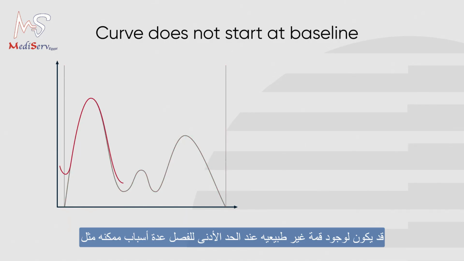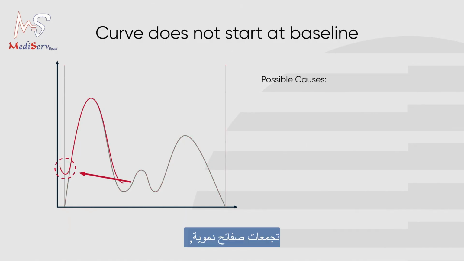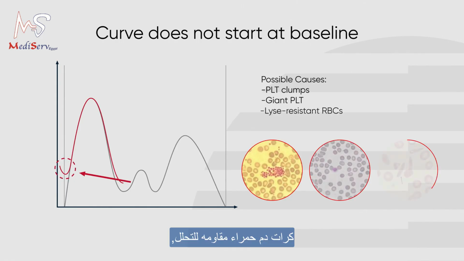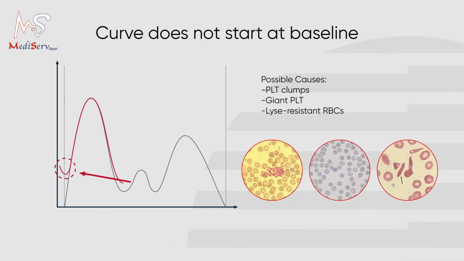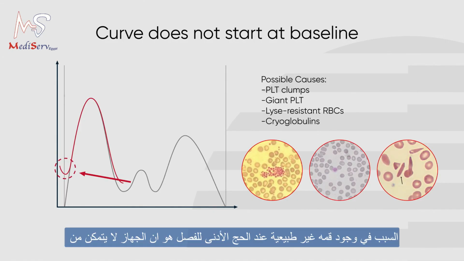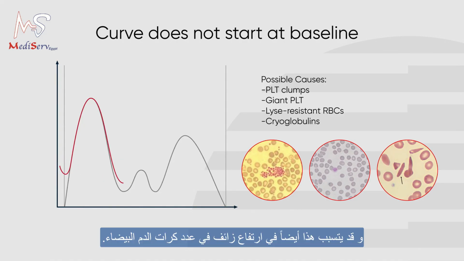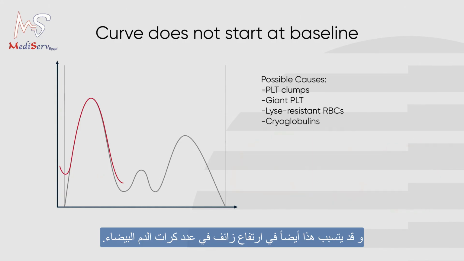An abnormal high at the low discriminator could have several possible causes, such as platelet clumps, giant platelets, lyse-resistant red blood cells, or cryoglobulins. The reason for the abnormal high at the lower discriminator is that the analyzer is unable to differentiate in between these cells, fragments, and complexes, as they are very similar in size and the populations therefore merge. This may also cause a falsely elevated white blood cell count.